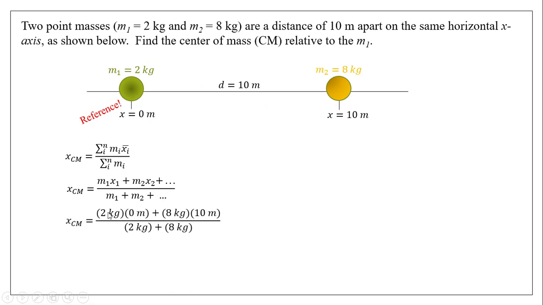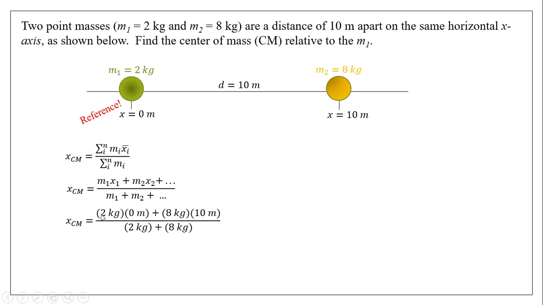Here, M1 is 2 kilogram, x1 is going to be at 0 because I have chosen to put M1 on 0. And then plus 8, the second mass here is 8 kilogram on the right side of the diagram. And this will be 10 meters. And then that's in the numerator. And then in the denominator, you would simply add the masses together. Here we have 2 kilogram plus 8 kilograms.